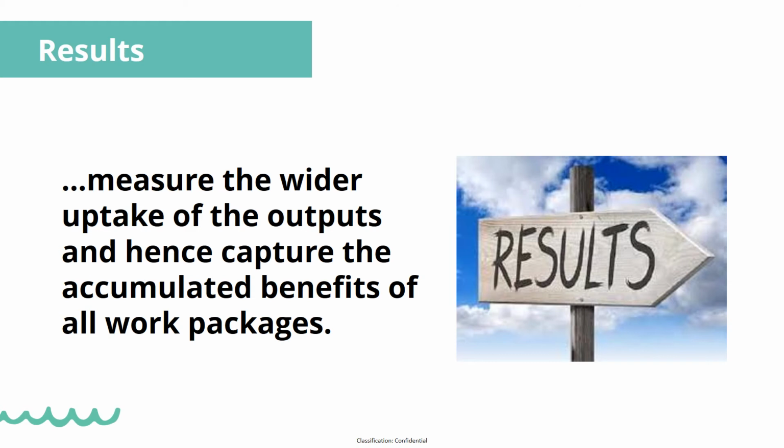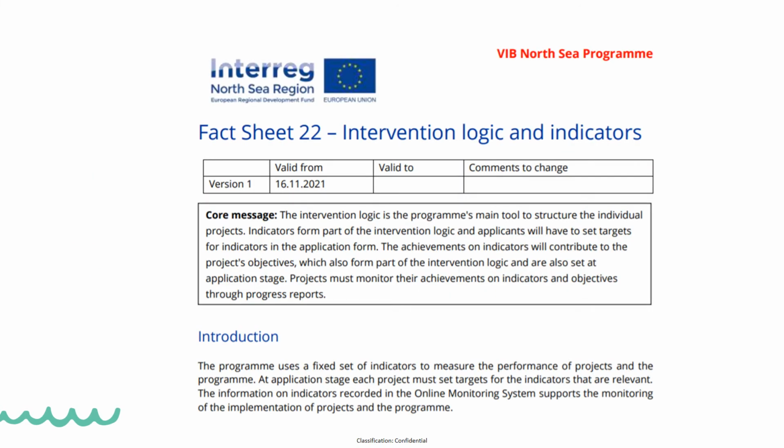However, there is one exception to the indicators, and that is if you are applying in priority 4, the number of output and result indicators to choose from is slightly different. We will touch upon this on the next slides. All the details that you have heard during this tutorial about intervention logic and indicators can also be found in our fact sheet 22. We would like to give you the advice to read through it in detail and especially check the definitions of each and every indicator.